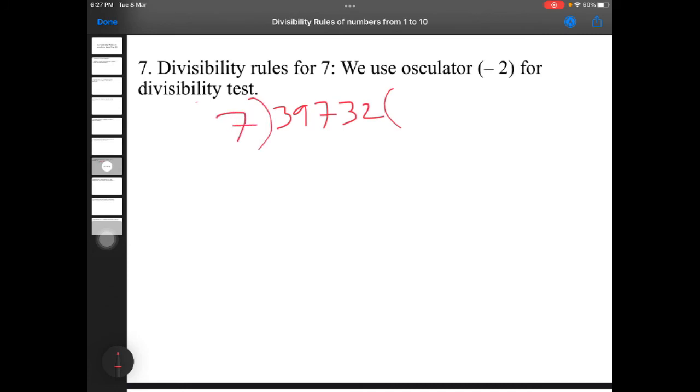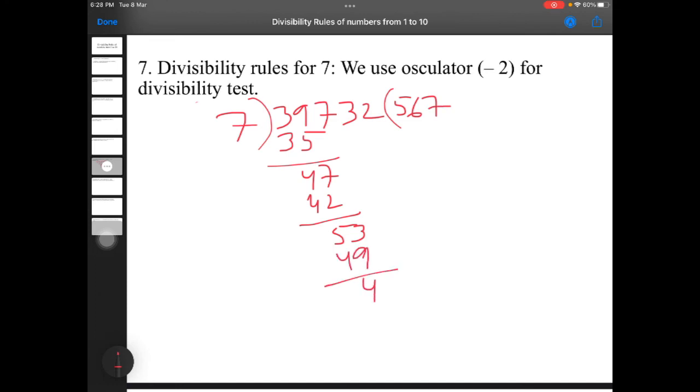39732, so we'll divide it by 7. 7 will go with 5, 35, then 47. 47 will go with 6, 42, then 5, 3. Then here we'll go with 7, 49, then come to 4, then 2, then for here we'll go with 6, 40. So this number, which we take as example, can be divided by 7.